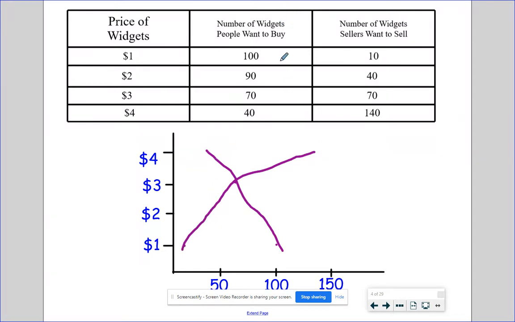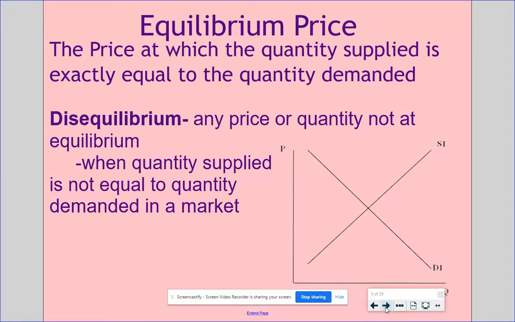So this is my demand. This is my supply. And you can see if everything was perfect, widgets would be $3, 70 would be demanded, 70 would be supplied, and we can all go home happy. Well, that is difficult to achieve in economics.